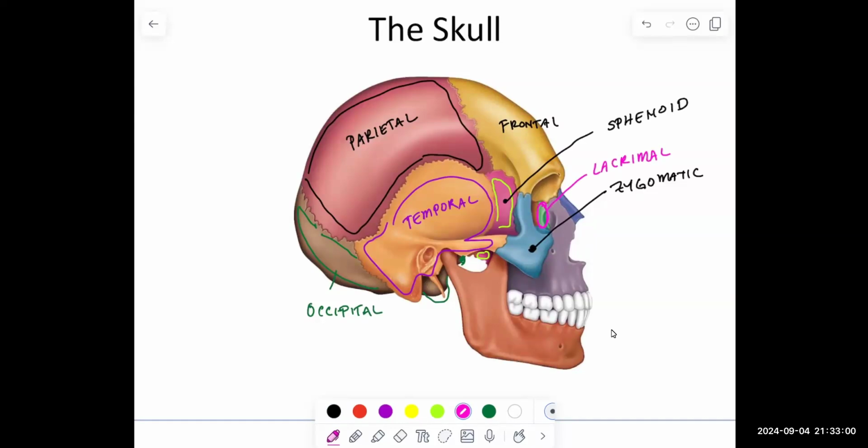That's all the bones of the skull. It's a lot. 22 of them. Some of them are paired. That's why it doesn't seem like it's 22. For example, there's the right and left parietal, right and left temporal, right and left maxilla. So they kind of double count.